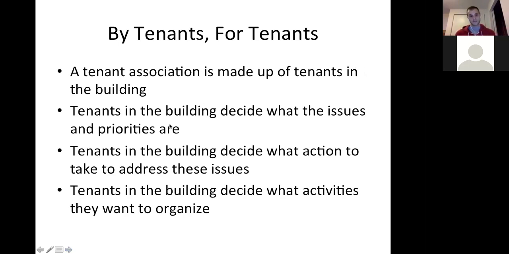So a tenant association is by tenants for tenants. It's made up of tenants in the building. It's not made up of organizers. It's not politicians. It's not people outside the building. It's just tenants in the building. It doesn't need to be everyone in the building, but it's going to be made up of tenants in the building. And it's tenants in the building who decide what the issues are, what the priorities are, what actions to take to address these issues, and what activities they want to organize. So it's really by and for tenants in the building.